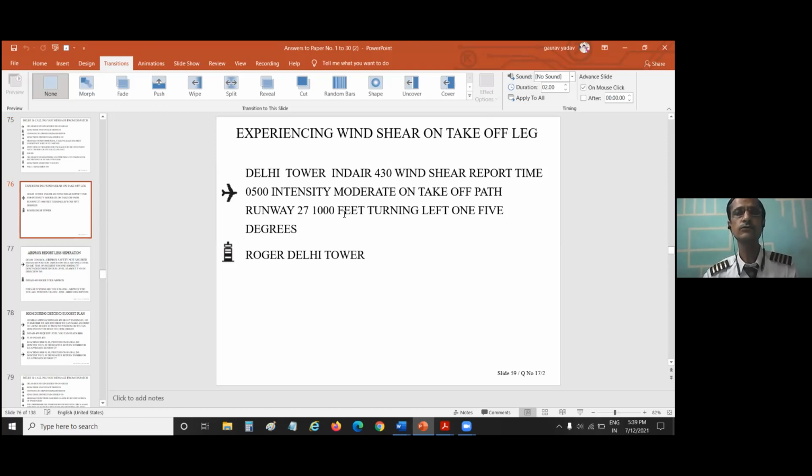So you will contact Delhi Tower, because after takeoff, or rather on departure, who is in your contact? Tower is in your contact. So, Delhi Tower, Kingfisher 780, wind shear report time. You tell him what time you experienced wind shear. Wind shear report time 0500 you have given here. Now you have to put the relevant time as per your log sheet. You departed Delhi at 0305, right? You are airborne. So what will be the time now?